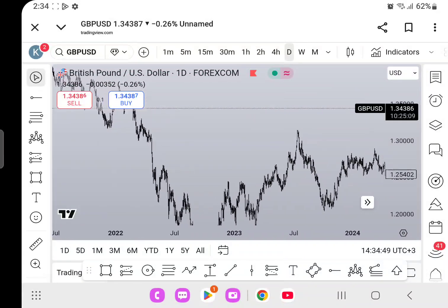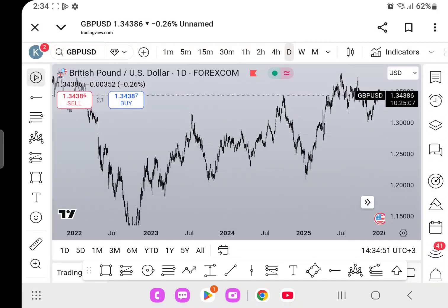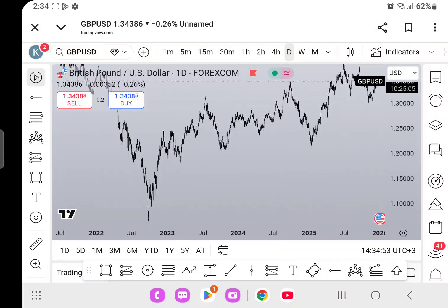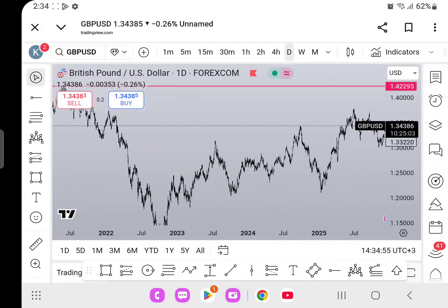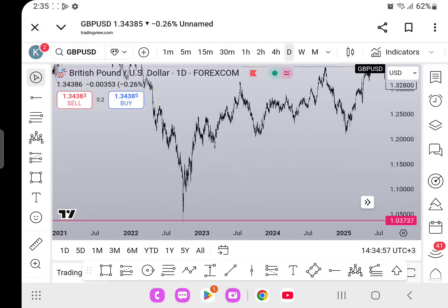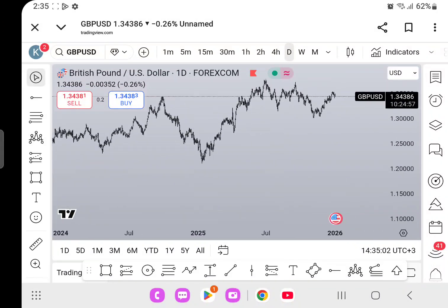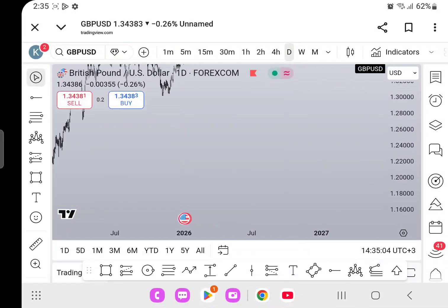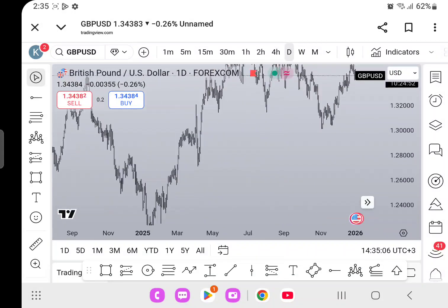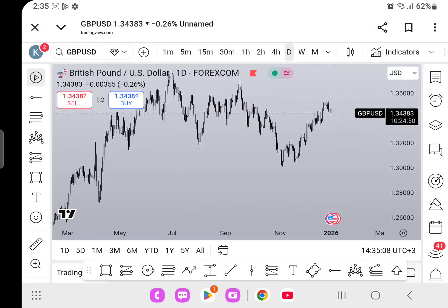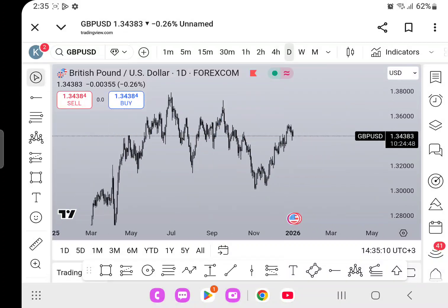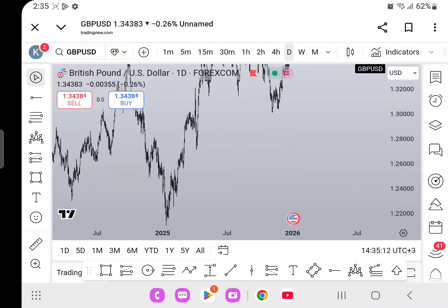As you see, the market is trending upside in this internal structure. But I know the market will soon sell. The dollar is going to be stronger than the pound. But right now, it's buying. The structure is buying.